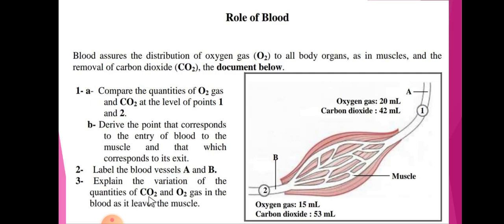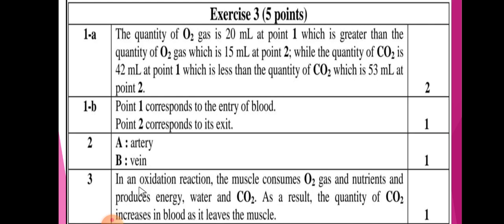Explain the variation of the quantities of carbon dioxide and oxygen gas in the blood as it leaves the muscle. So why do the quantity of oxygen gas and the carbon dioxide gas differ from point 1 and 2? Because of the oxidation reaction that we took in this chapter. The muscle consumes oxygen gas and the nutrient. In oxidation we use oxygen and nutrient to produce energy, water plus CO2. As a result, the quantity of carbon dioxide increases in the blood as it leaves the muscle.